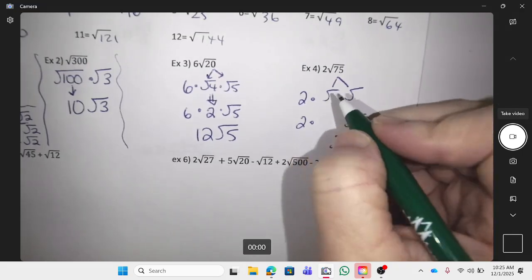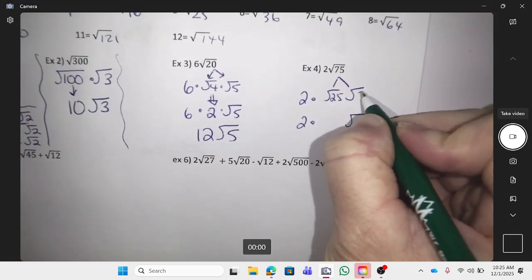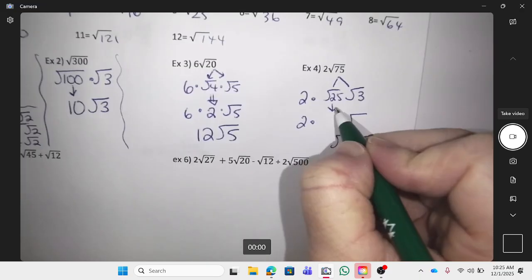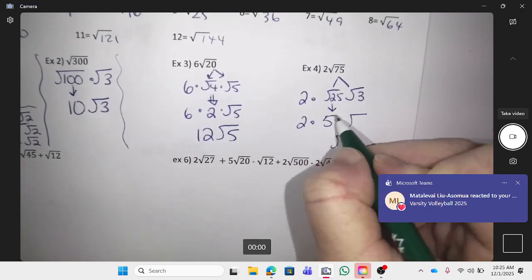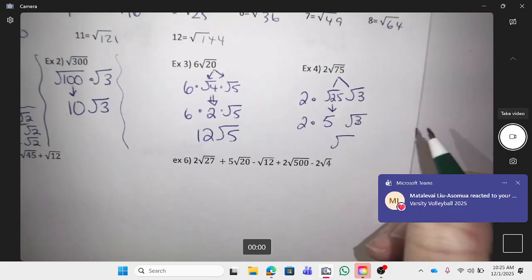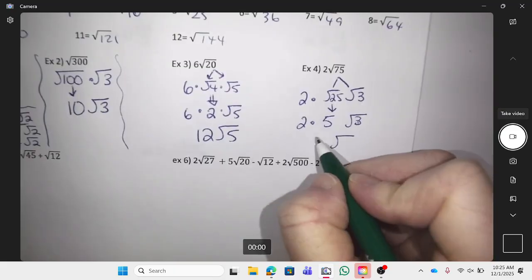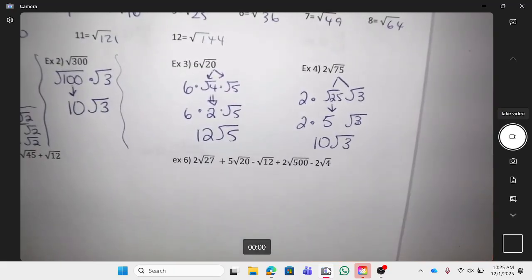Okay, so my first step is I'm going to break down 75 into 25 times 3. Next line, I'm going to change the square root of 25 to a whole number, and 10 becomes the coefficient in front now. Does that work out nicely? Is that what you got?